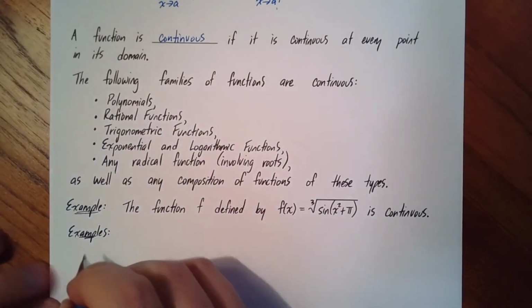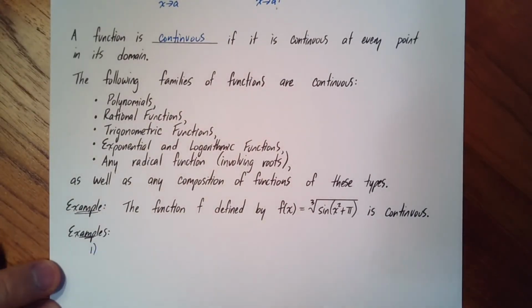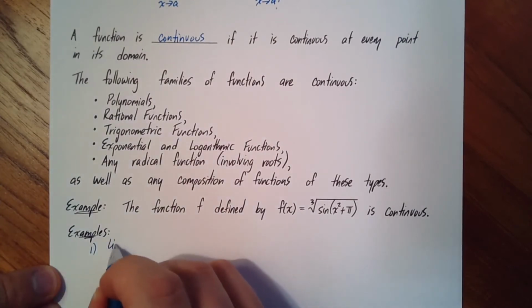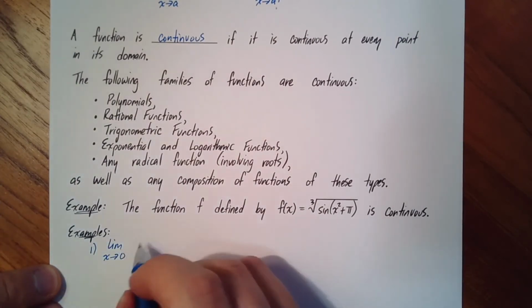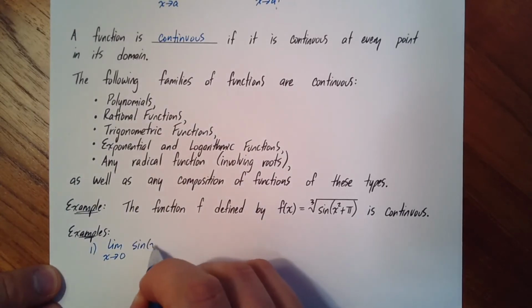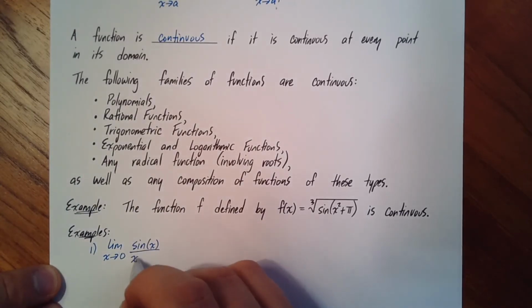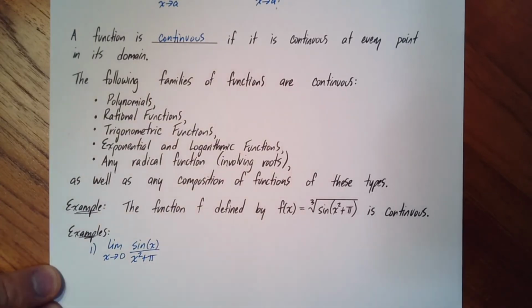Let's look at an example of that. Okay, so let's say I want to compute the limit as x goes to 0 of sine of x over x squared plus pi. Okay, I have a fraction. The numerator is a trig function, right?